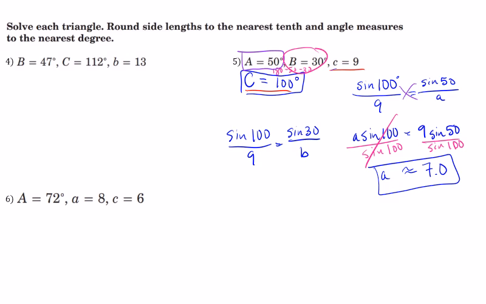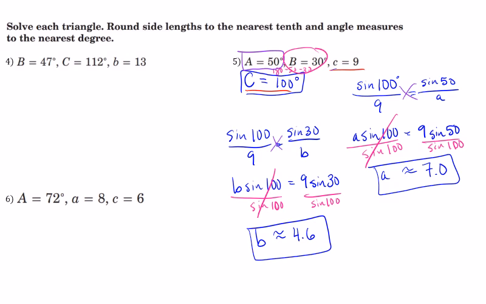Same thing, I'm just going to cross multiply. We'll get B sine 100 equals 9 sine 30. Divide both sides by sine of 100 again. We plug that into our calculator, and we get B is approximately 4.56, so it rounds to 4.6. We don't have any units for side lengths, but don't forget your units for angles. Make sure you put degrees.